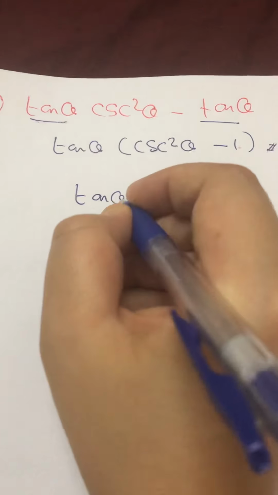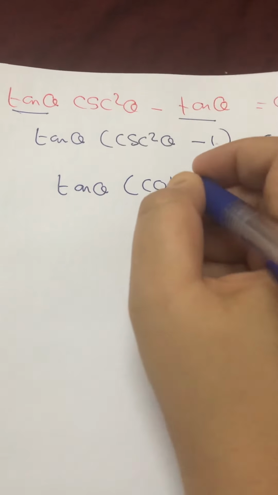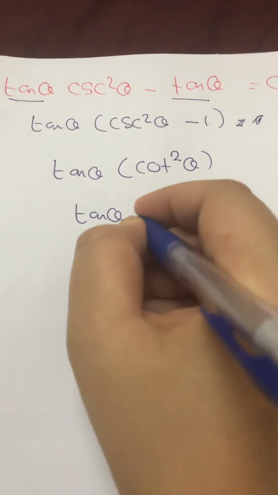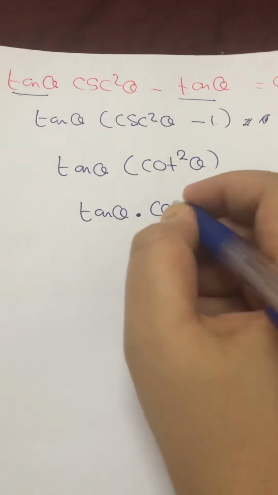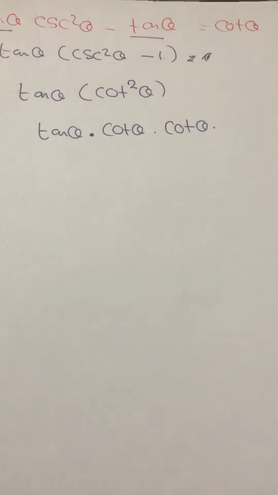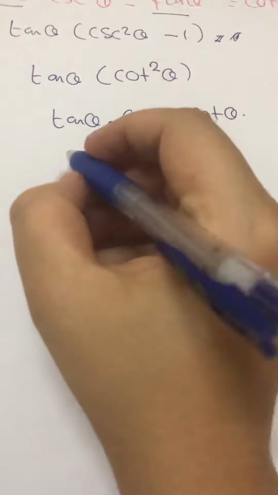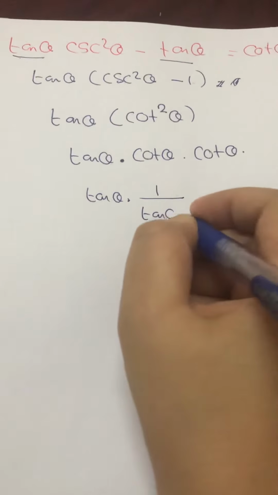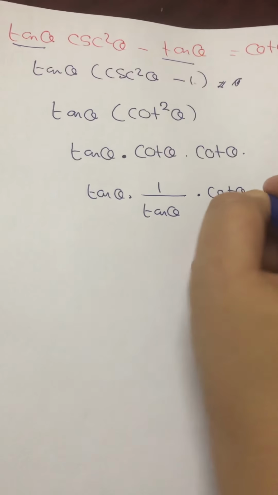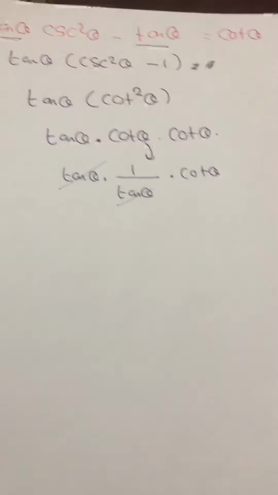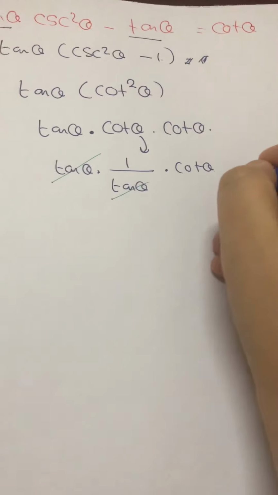So now I have tan theta multiplied by cotan squared theta. So I have tan theta multiplied by cotan theta multiplied by cotan theta. And I said before, when we multiply reciprocals, they cancel each other. Why? It's something like tan theta times 1 over tan theta times cotan theta. I change this to that. This will cancel this, and you will be left with what?